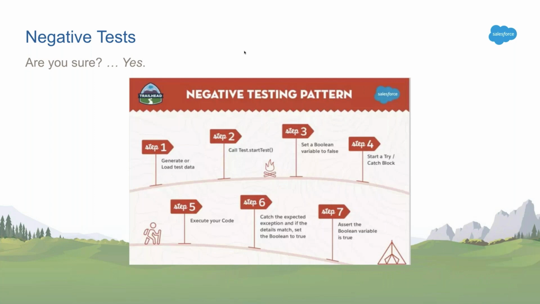We're going to create or generate our test data. We're going to call start test. We're going to create a Boolean variable and set it to false. And this Boolean variable becomes very important here in a little bit. We're going to start a try-catch block, and we're going to execute the code that we expect to fail with parameters that would cause that failure.